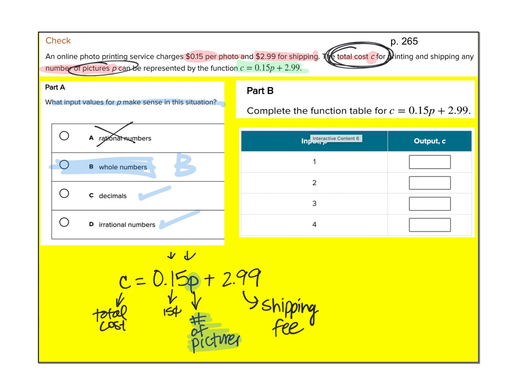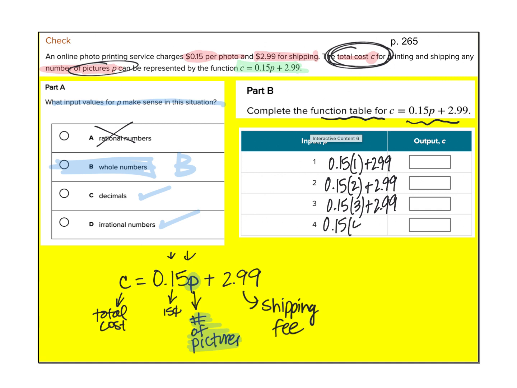Okay, now part B, it says, can you complete the function table? All right, and then here is the rule. Now I am going to show my work. I'm going to try to squeeze it right next to the 1, just so you can see how it works. So my equation says 0.15 P. Instead of a P, I'll put a 1 plus $2.99. Then I'll do the same thing again. I'll do 0.15 times 2 for 2 pictures plus $2.99. Then I'm going to do 0.15 times 3 plus $2.99. Then I'm going to do 0.15 times 4 plus $2.99 for the shipping.